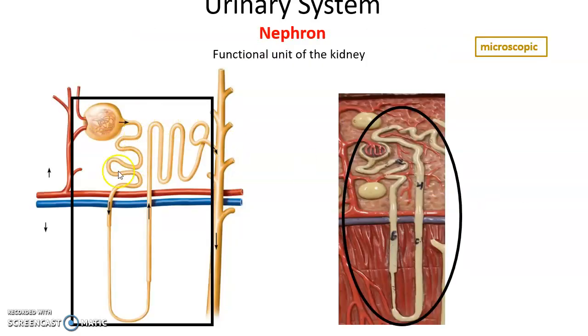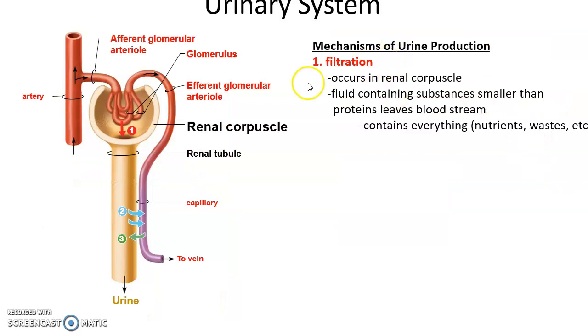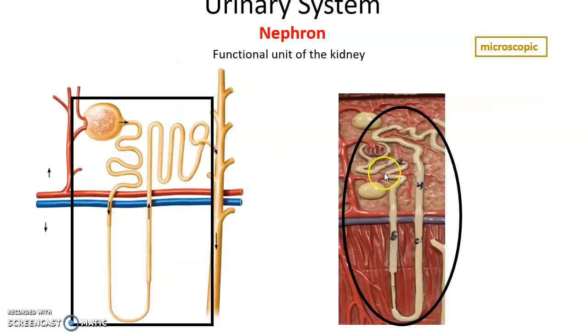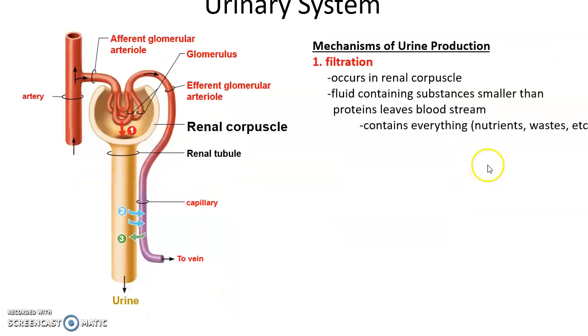The nephron, here is a cartoon version of the nephron. Here's a nephron from our model. Nephrons are microscopic structures in the kidney, and they are considered the functional unit of the kidney. The processes that occur in the nephrons are what produce urine. The first process is called filtration. It occurs in the renal corpuscle. Go back here, the little ball-like structure is the renal corpuscle.